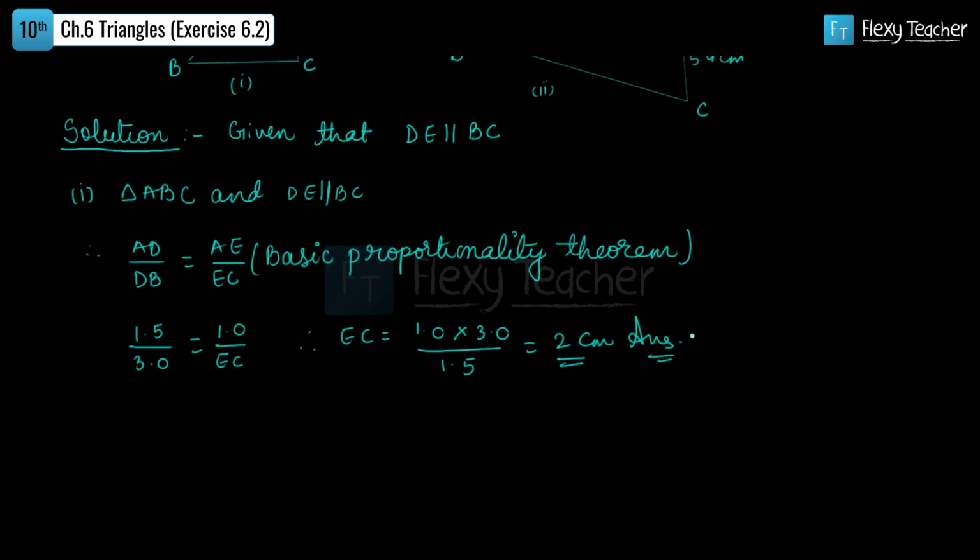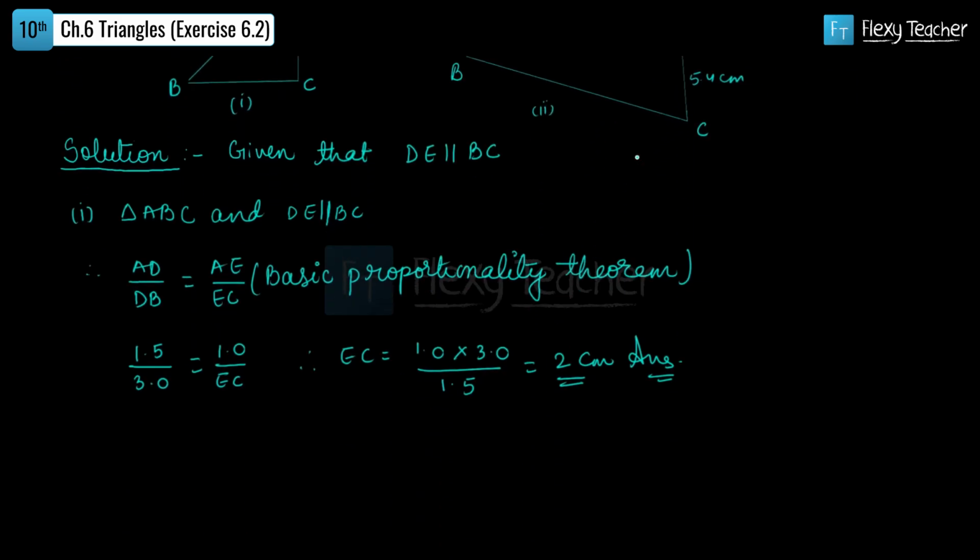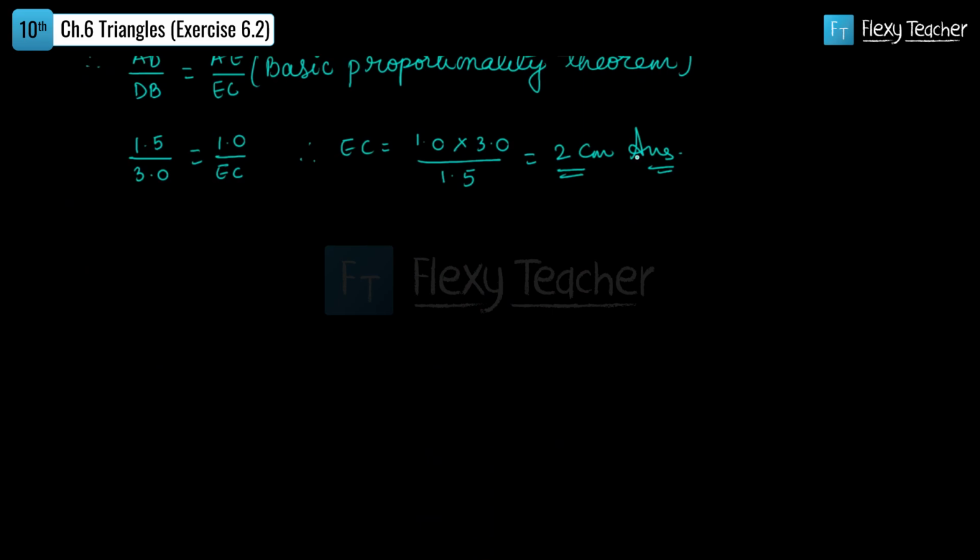Let us go to sum number 2 in the same question. In the same sum number 2, we are given a triangle ABC, again like the first, and again DE is parallel to BC. Measurements of side DB, AE and EC are given to us and we are supposed to find the measurement of side AD. So let us do that.